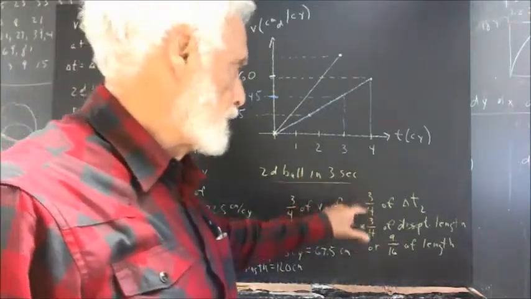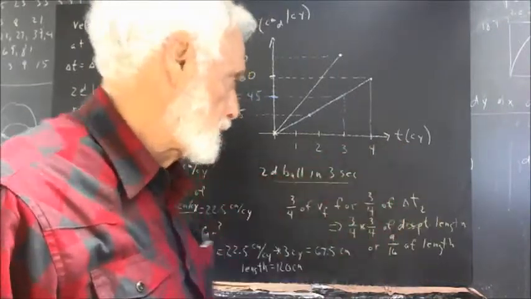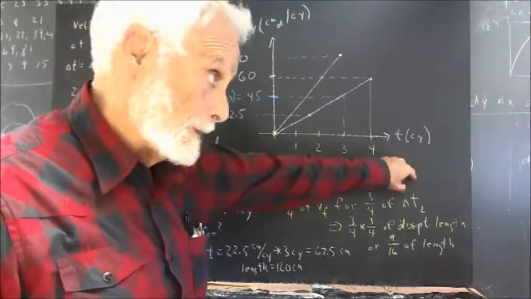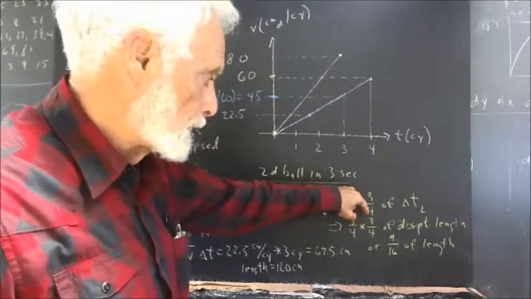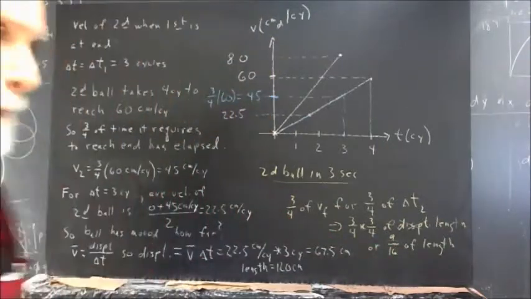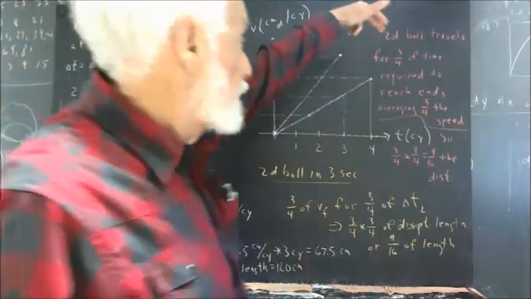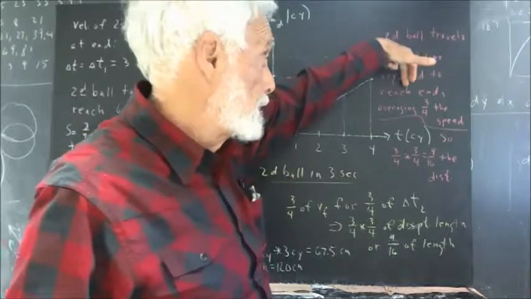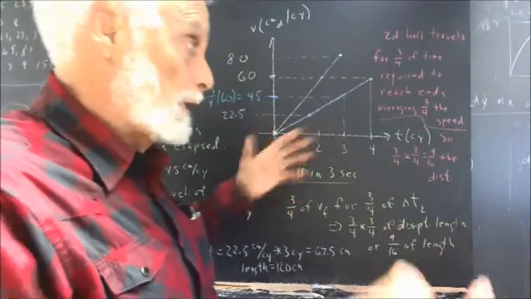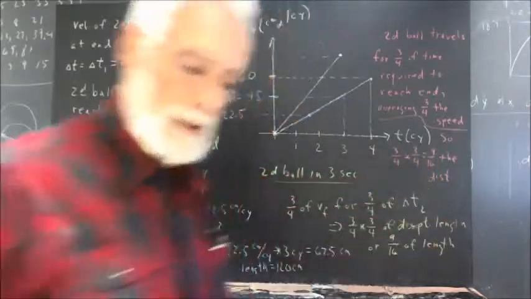And it's going to have traveled for 3/4 of the delta T2, the 4 cycles that's required to get to the end of the ramp. So if you take 3/4 of the velocity for 3/4 of the time, you're going to get 3/4 times 3/4 of the length of the ramp, which is 9/16 of the length. And I've written a very similar statement here. The second ball travels for 3/4 of the time required to reach the end, averaging 3/4 the speed, because it only has 3/4 as much time to develop speed. So it travels 3/4 times 3/4, or 9/16 of the distance.